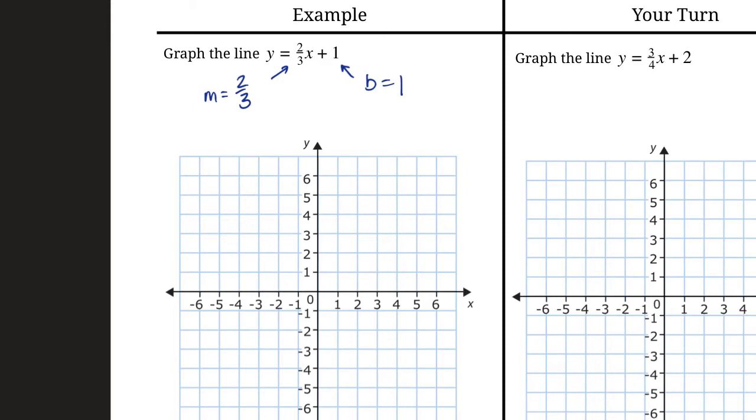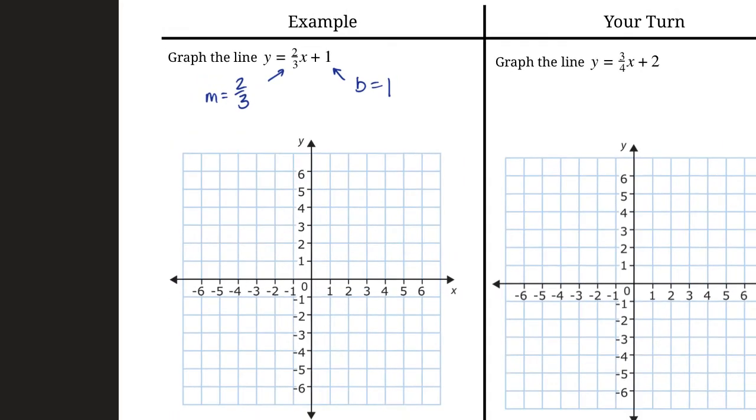Well, the first thing we know is that our y-intercept is a point. What y-intercept means is a point on the y-axis. Remember, the y-axis is this axis right here. It's labeled on your graph with a little y. So in this case, b is 1. On that axis, all we do is find 1. There we go. That is a point that is on that line.